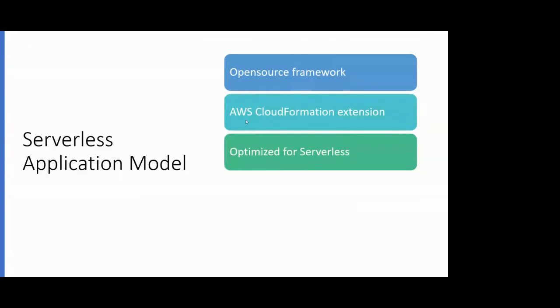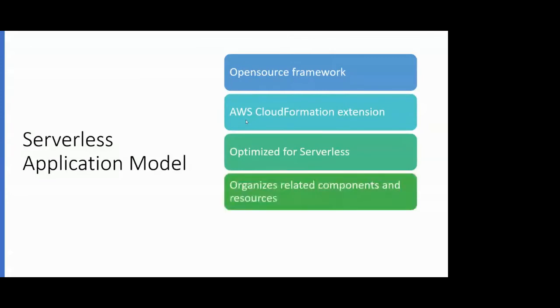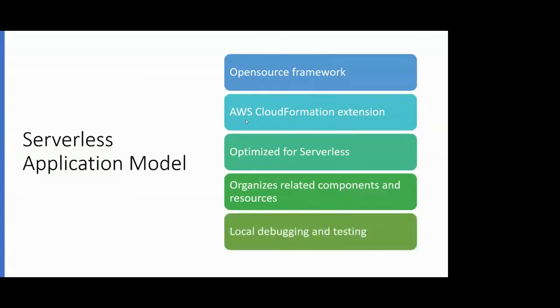It is optimized for serverless, obviously. It organizes related components and resources for you. So, for example, you can say in the SAM template that your Lambda function needs an API, and this API will be created for you. It also allows you to debug and test your code locally using Docker. You have to have Docker installed on your local machine to test it.